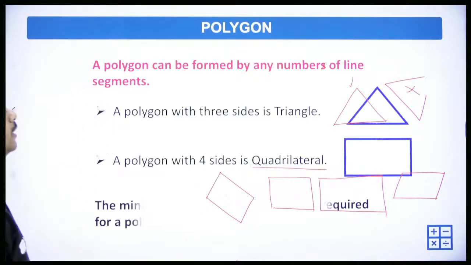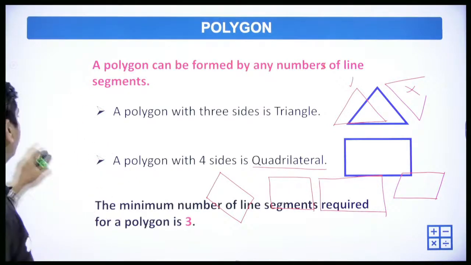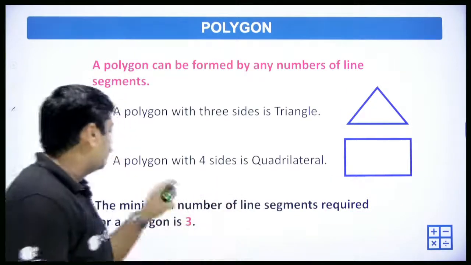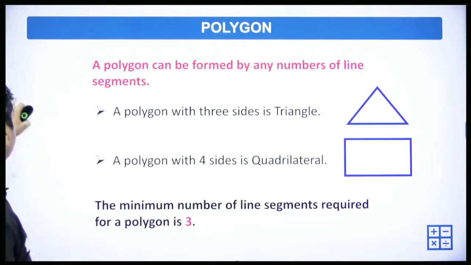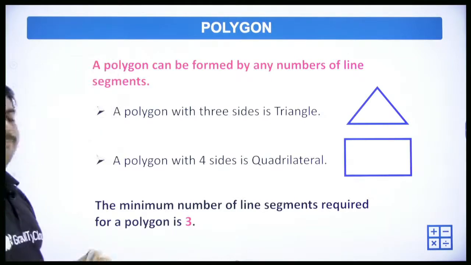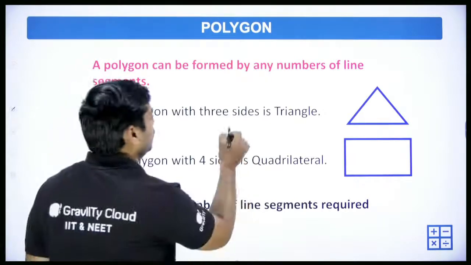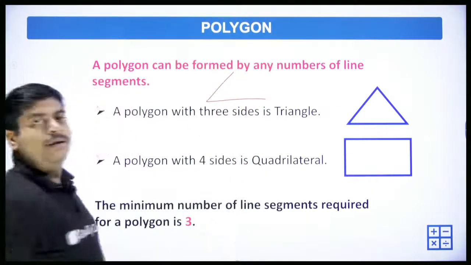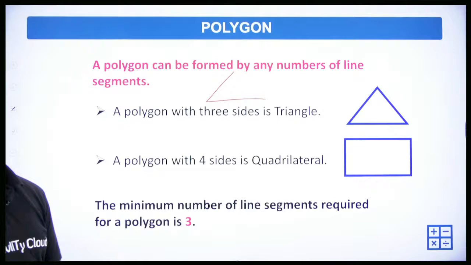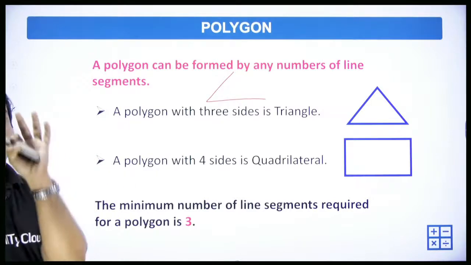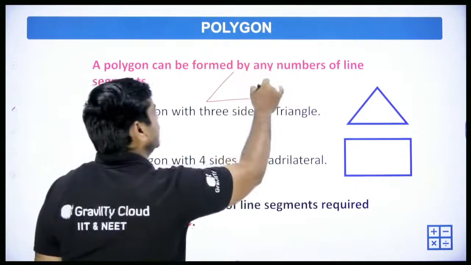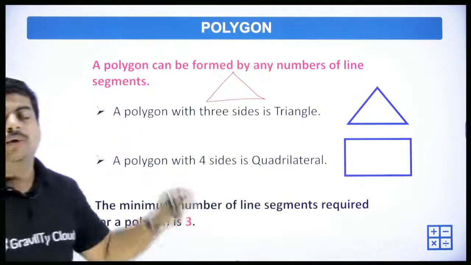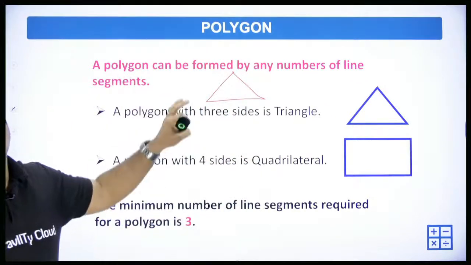So next, moving ahead, the minimum number of line segments required for a polygon is 3. Yes, it is correct. We cannot form a polygon with 2 sides. With 2 sides, we cannot close the figure. We need at least 3 line segments to close the figure, and then only we can say that it is a polygon.